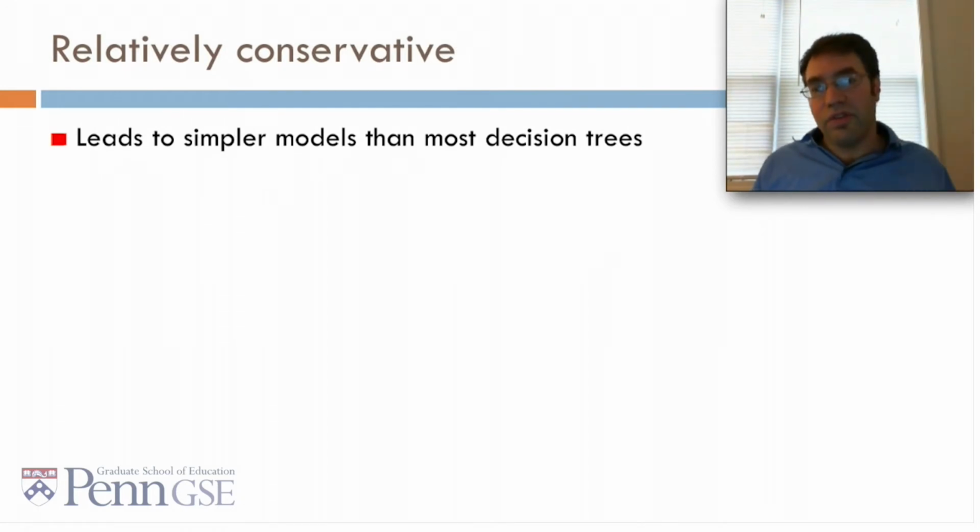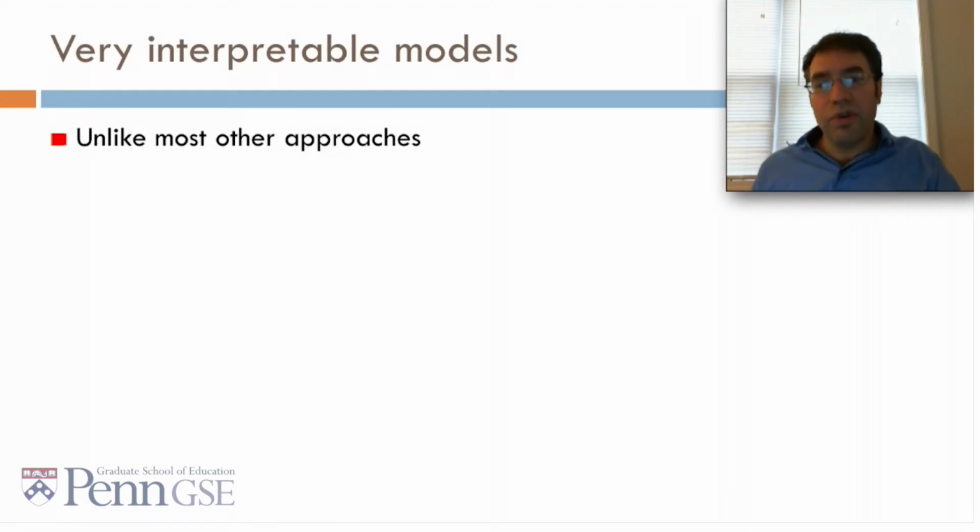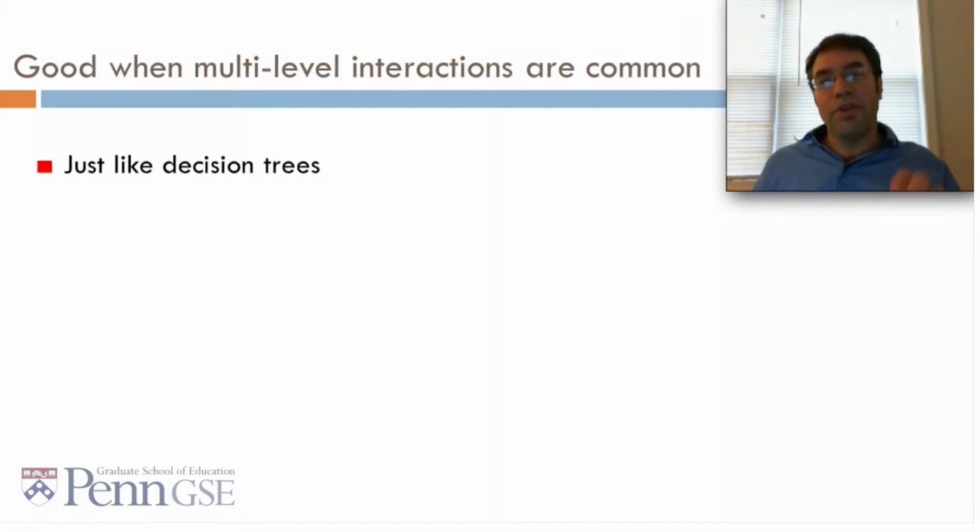Decision rules are relatively conservative. In particular, they lead to simpler models than most decision trees. Decision trees, at least J48, are already a relatively conservative algorithm. They also lead to extremely interpretable models, which is a difference from most other data mining approaches. They're good when multi-level interactions are common, just like decision trees.